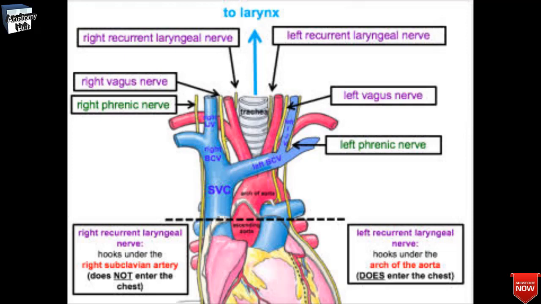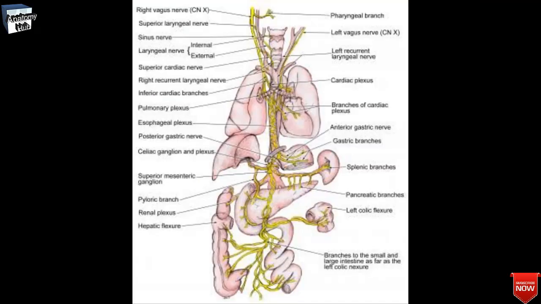The vagal trunk then enters into the abdomen via the esophageal hiatus, an opening in the diaphragm. And in this abdomen, the vagal trunks terminate by dividing into branches that supply the esophagus, stomach, and the small and large intestine and the bowel up to the splenic flexure.